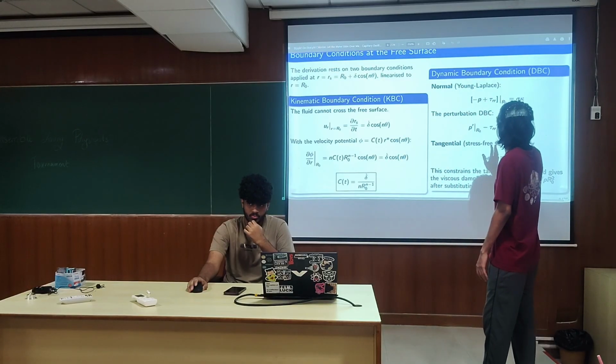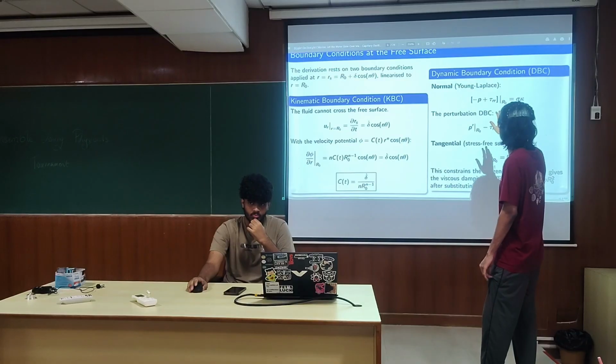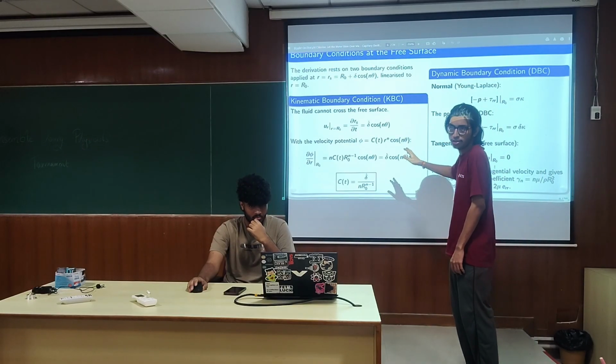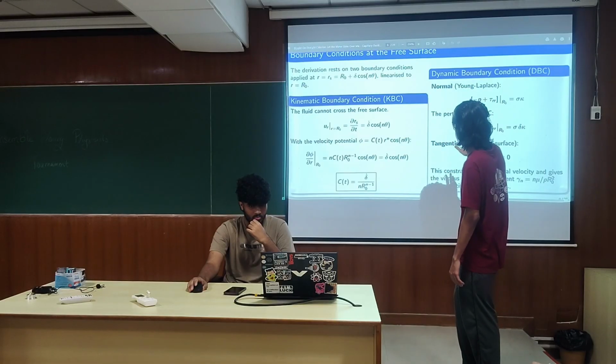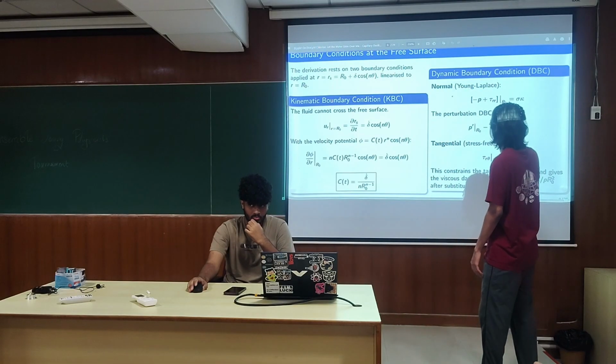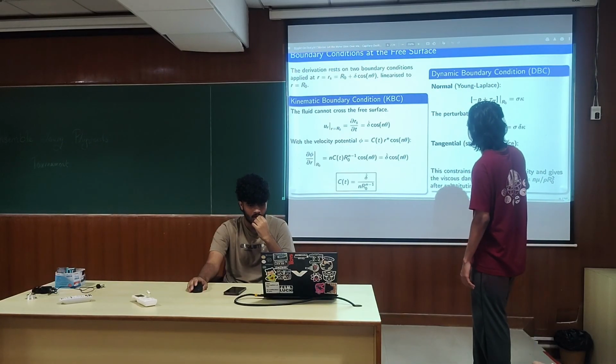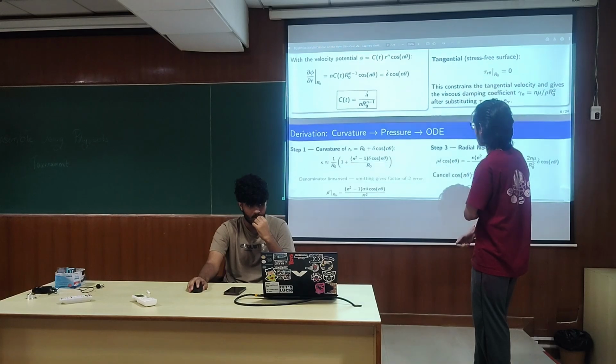And then the dynamic boundary condition, we have used the normal condition of the Young-Laplace, and then we have taken the condition that in a given fluid at the edges there cannot be a shear stress. So we added that tangential condition here, and from the viscous damping coefficient.